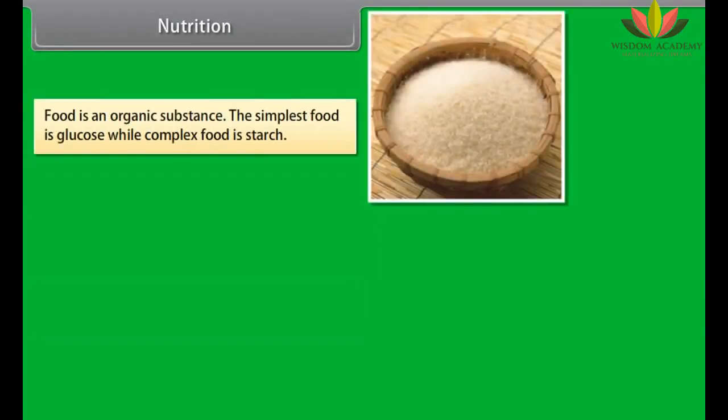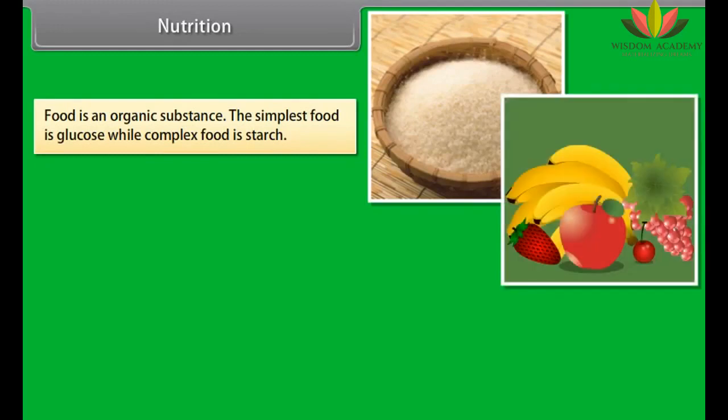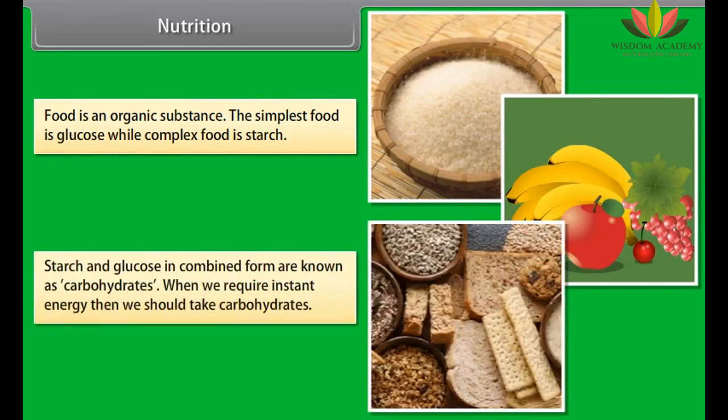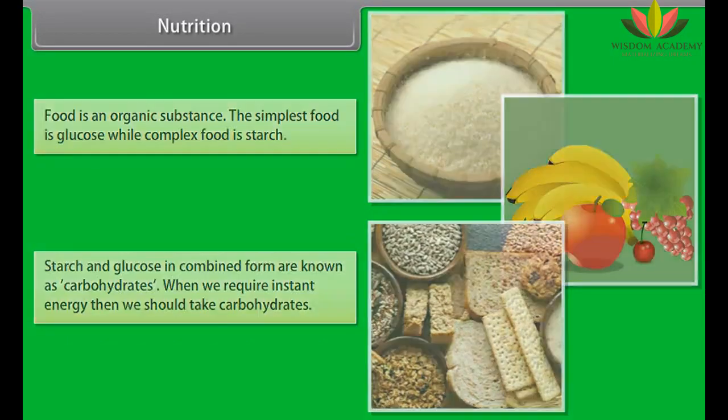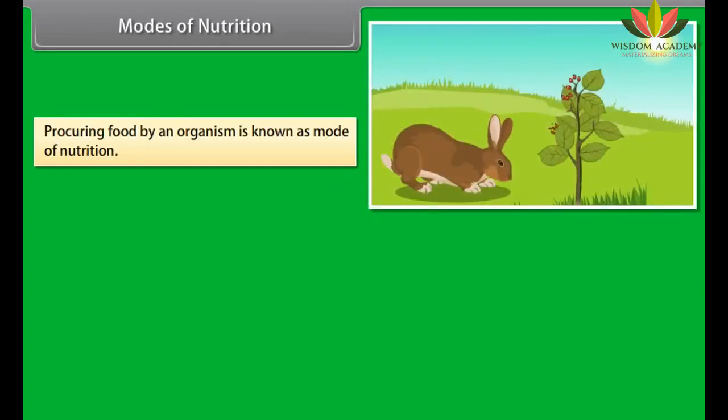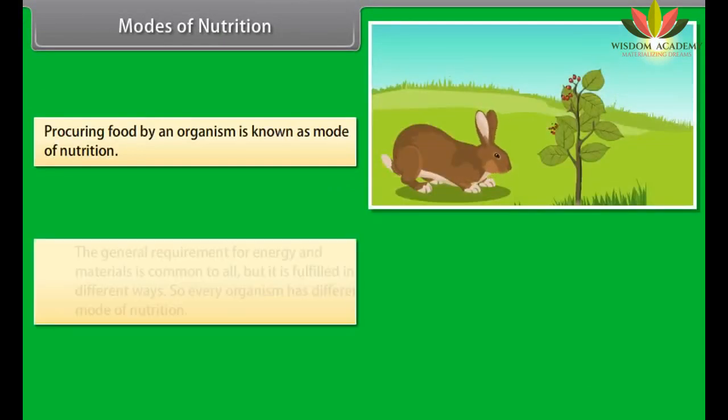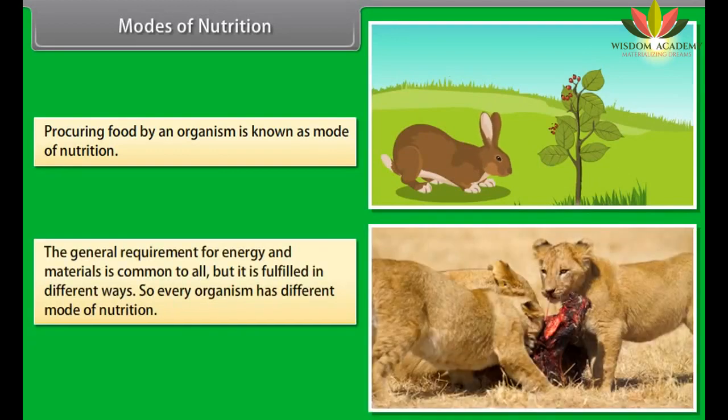Food is an organic substance. The simplest food is glucose, while complex food is starch. Starch and glucose in combined form are known as carbohydrates. When we require instant energy, then we should take carbohydrates. In addition to carbohydrates, food should also contain fats, protein, mineral salts, vitamins and water, because they all are essential for normal growth and development of an organism.